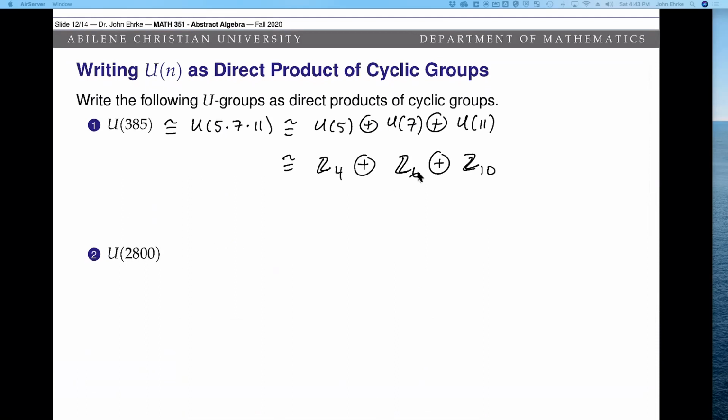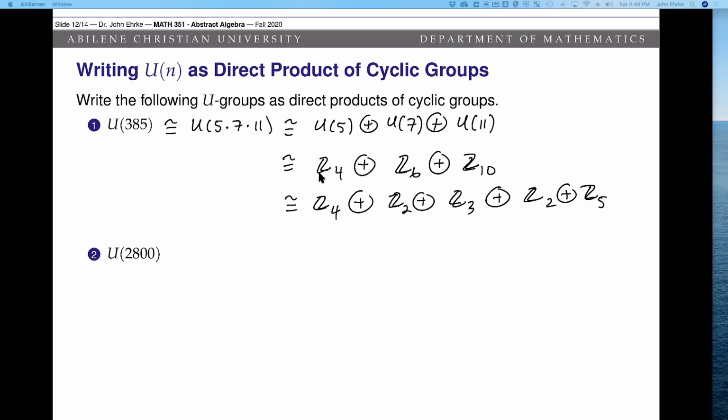And because 4, 6, and 10 all have relatively prime factors, I can't really decompose that any further. I suppose I could do the following, though. I could say, well, this is Z4, Z6 is Z2, Z3, and Z10 I can write as Z2, Z5, but that's really about as far as I could take it, other than switching around orders of elements. I can't do anything with Z4 because its only prime factors are 2 repeated, so I can't decompose it any further.